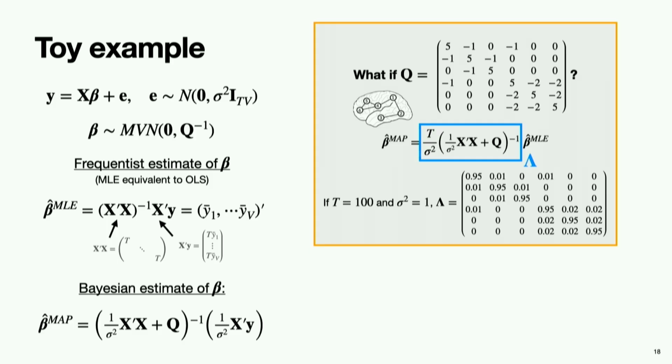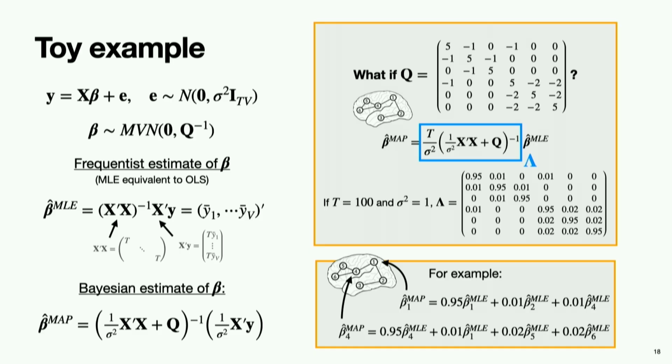And so you can see what that lambda matrix would look like if we had T equal to 100 time points, and the residual variance was 1. Then lambda, if Q is equal to that matrix, would look like this. So you can see there's some shrinkage happening along the diagonal. There's 0.95, so it's shrinking a little bit towards 0, but also there's some mixing of signals among proximal locations. So those off diagonals are going to cause some mixing of the signals. So it's actually doing a bit of smoothing, essentially, is what it's doing.